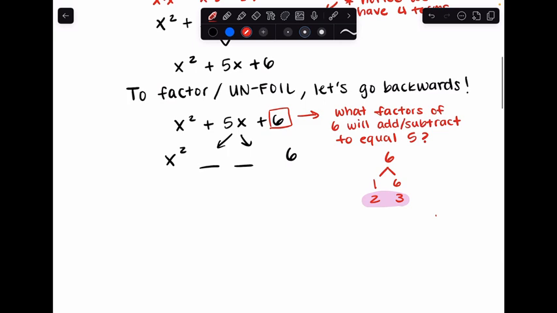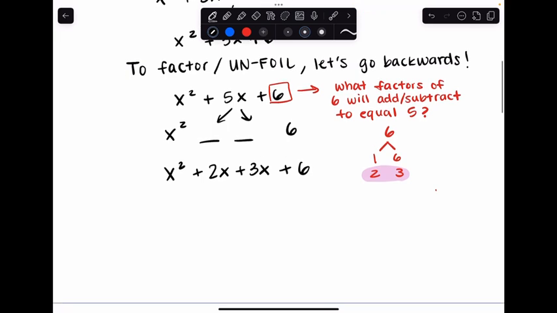So filling in my blanks, we get x squared plus 2x plus 3x plus 6. Again, I know that the 2x plus 3x will give me my 5x. And if you can recall from 5.1, we have 4 terms right here. Whenever we have 4 terms, we are going to factor by grouping.